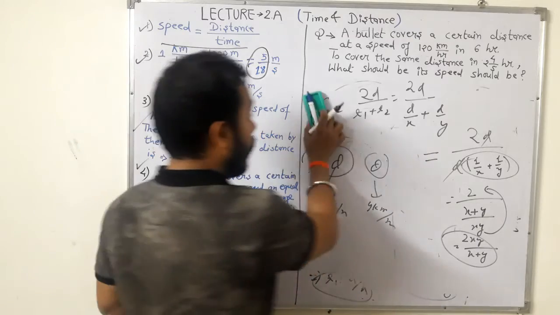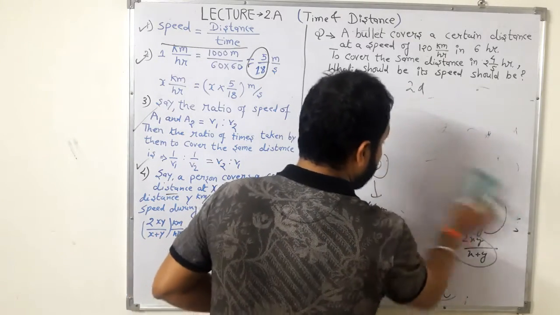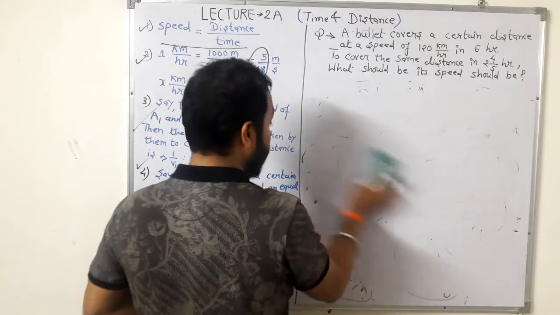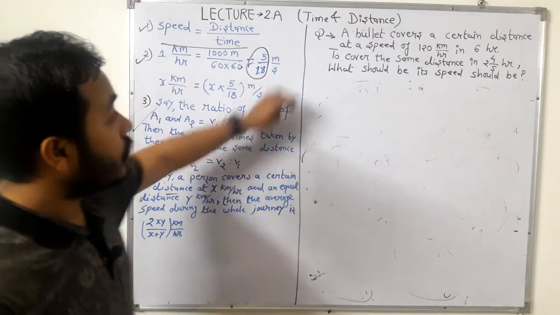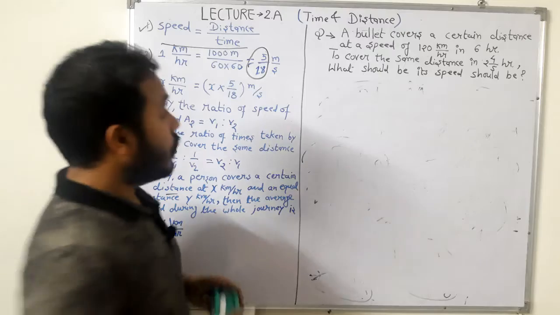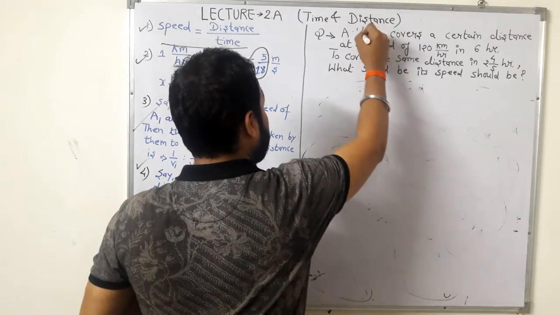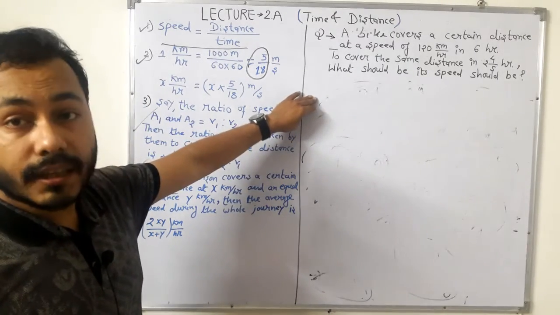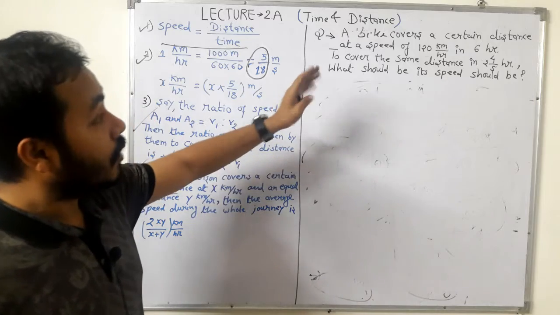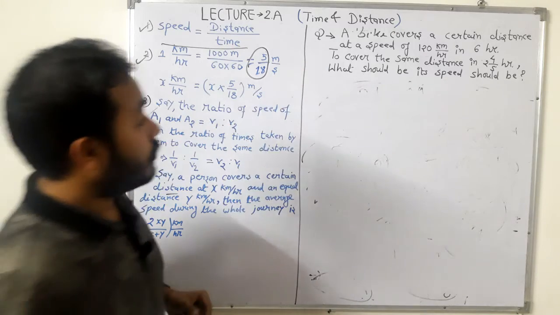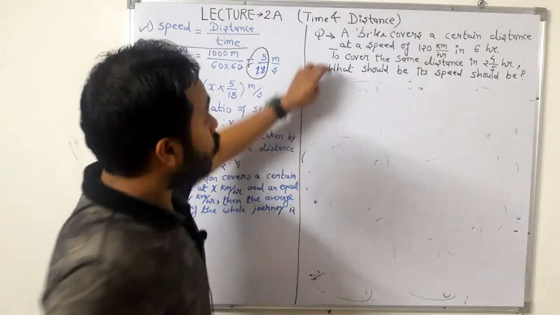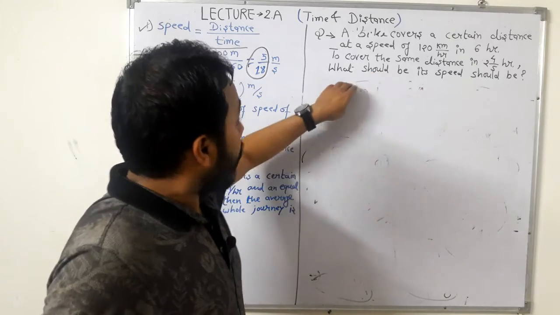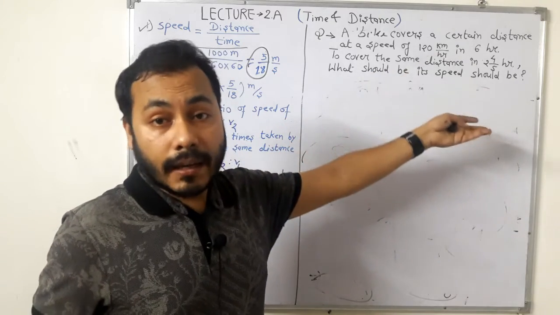Now why not take one numerical example so that we can apply whatever we have just learned, the formulas regarding distance, time and speed. Okay, so this is the question now. A simple bike covers a certain distance at a speed of 120 km per hour in 6 hours. Okay, so the distance we need to find out here, and then to cover the same distance in 4/5 hours. Okay, what should be the speed of the bike?